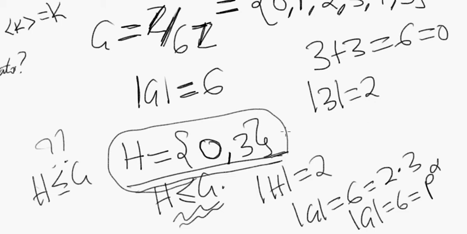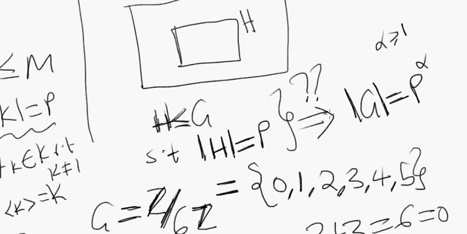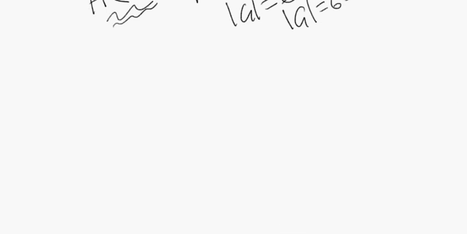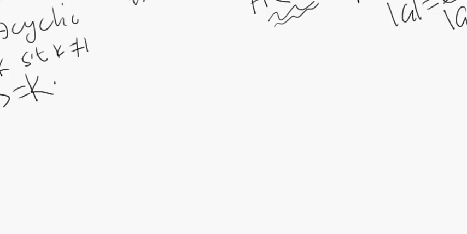Well, if H is a subgroup of G, haven't we just found a counterexample to this supposed claim that having a subgroup of order p guarantees that the group has order p to the alpha? So perhaps the converse is not true. But again, it's up to you to determine whether or not that's the case.